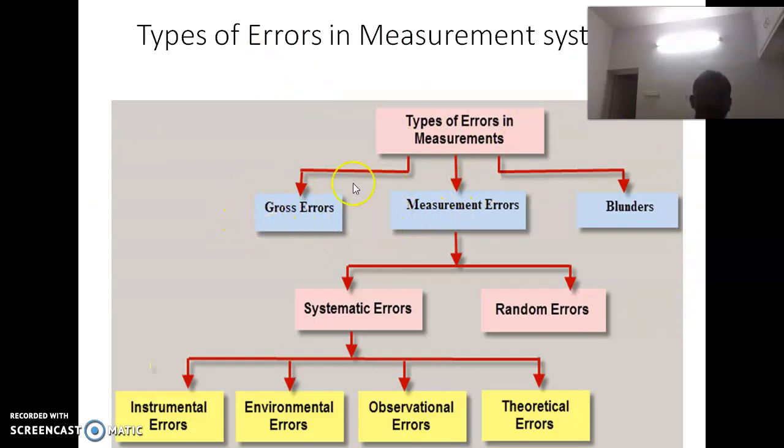The gross errors are due to a mistake in the instrument, and the measurement errors are due to the observation. Then blunder mistakes may occur, and these can also be corrected. The systematic errors can be classified into four types. These can be rectified; they are assignable causes. The random errors cannot be rectified. They are very small in magnitude, and they cannot be eliminated.